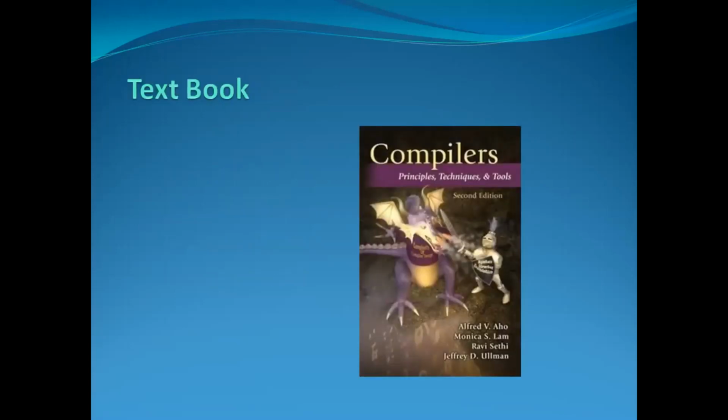This is the textbook we will follow: Compilers: Principles, Techniques, and Tools. Three editions are available in the market, but the second edition of this book is available online. I have given the link in the comment section from where you can download this book in PDF form.